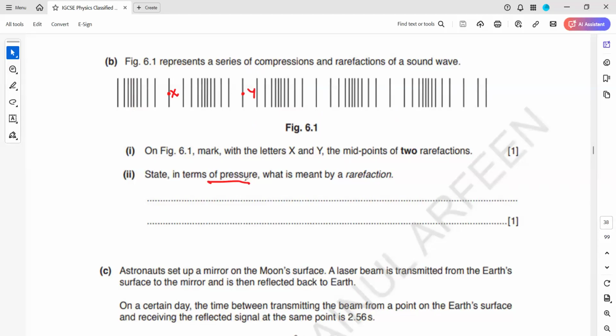State in terms of the pressure what is meant by a rarefaction. Rarefaction means a region of low pressure because the particles have large space. In a compression, it is a region of high pressure. So for a sound wave, a rarefaction is a region of low pressure. And how is it a region of low pressure? Because the particles have large spacing between them. Clear about this?